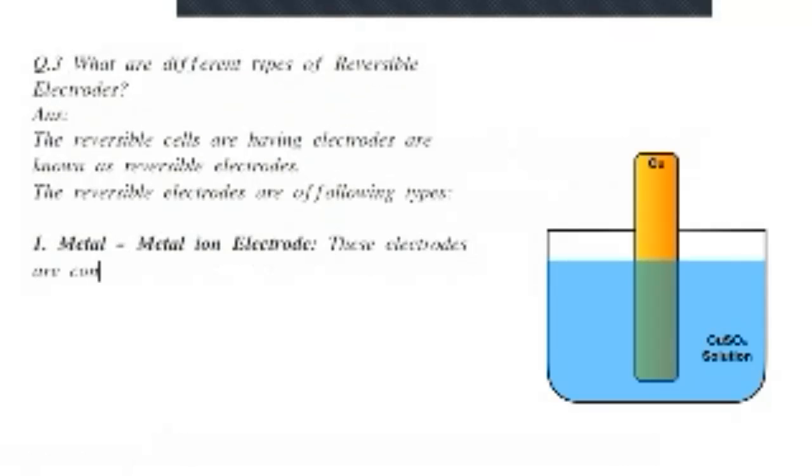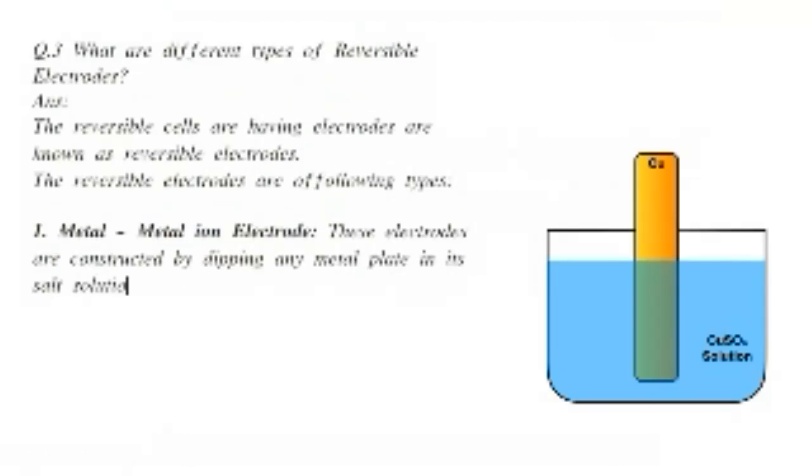What are the different types of reversible electrodes? The electrodes of reversible cells are known as reversible electrodes. The reversible electrodes are of the following types. First is the metal ion electrode. These electrodes are constructed by dipping any metal plate in its salt solution. It is the simplest type of electrode.